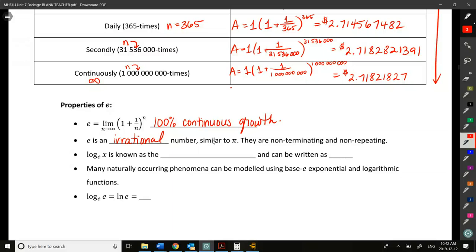Okay, so as you guys know, by the way, to represent continuous growth, sometimes we represent this as an exponential function. So e as an exponential function would be this y equals e to the x idea.